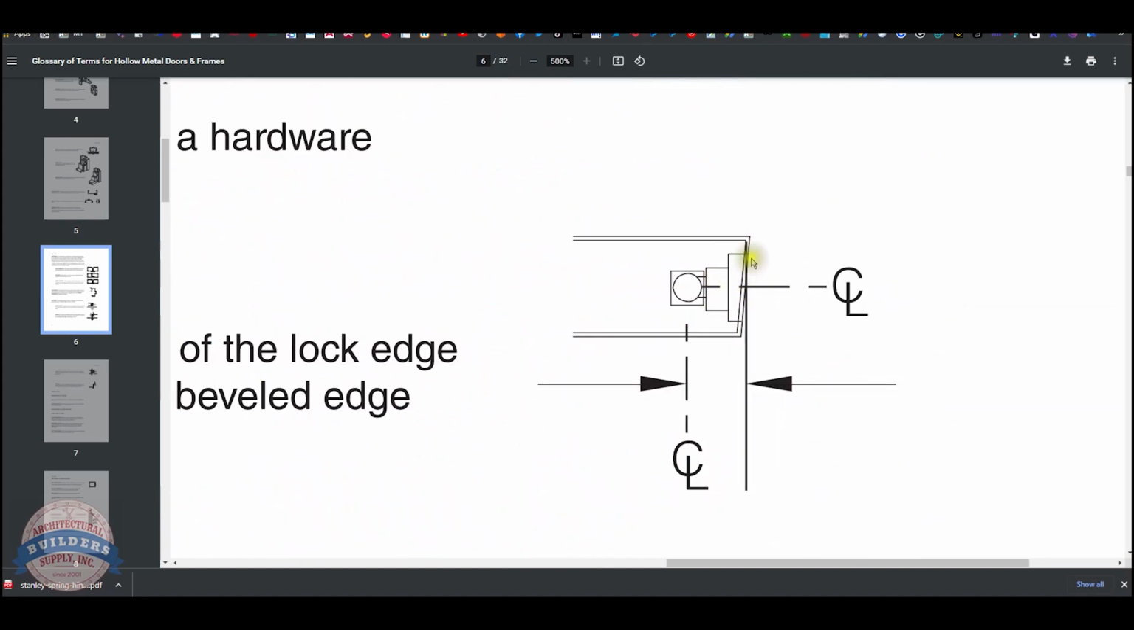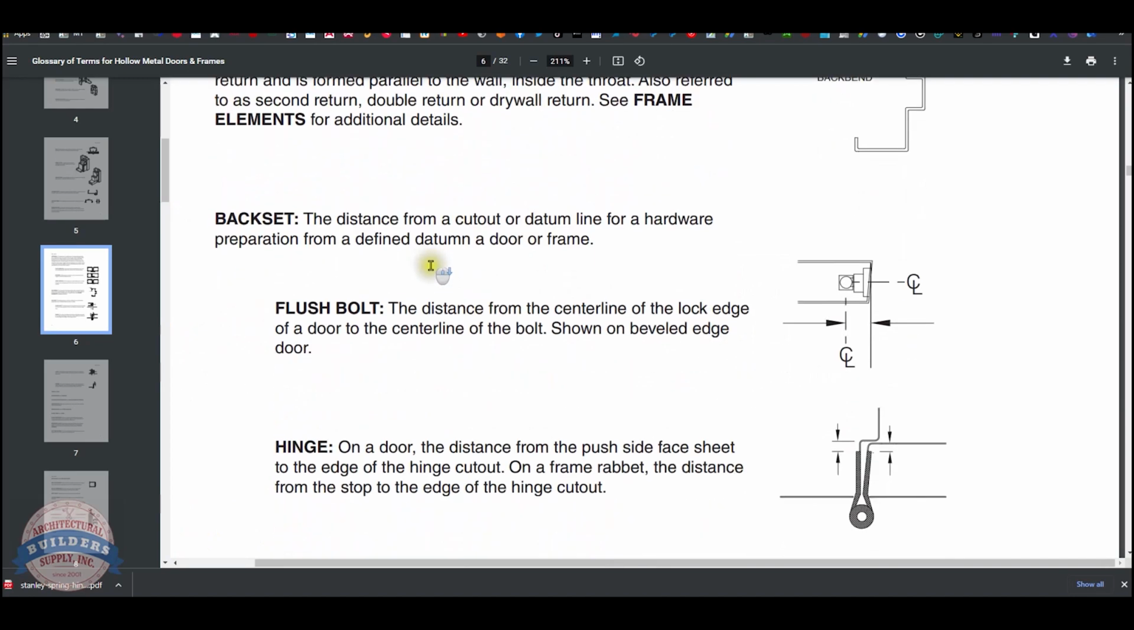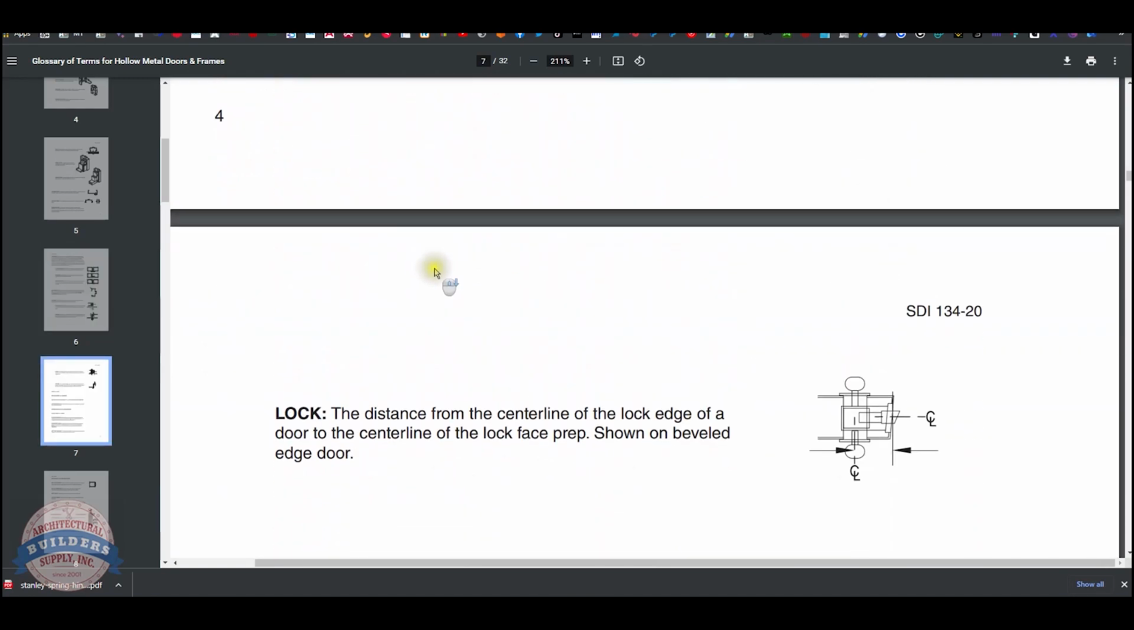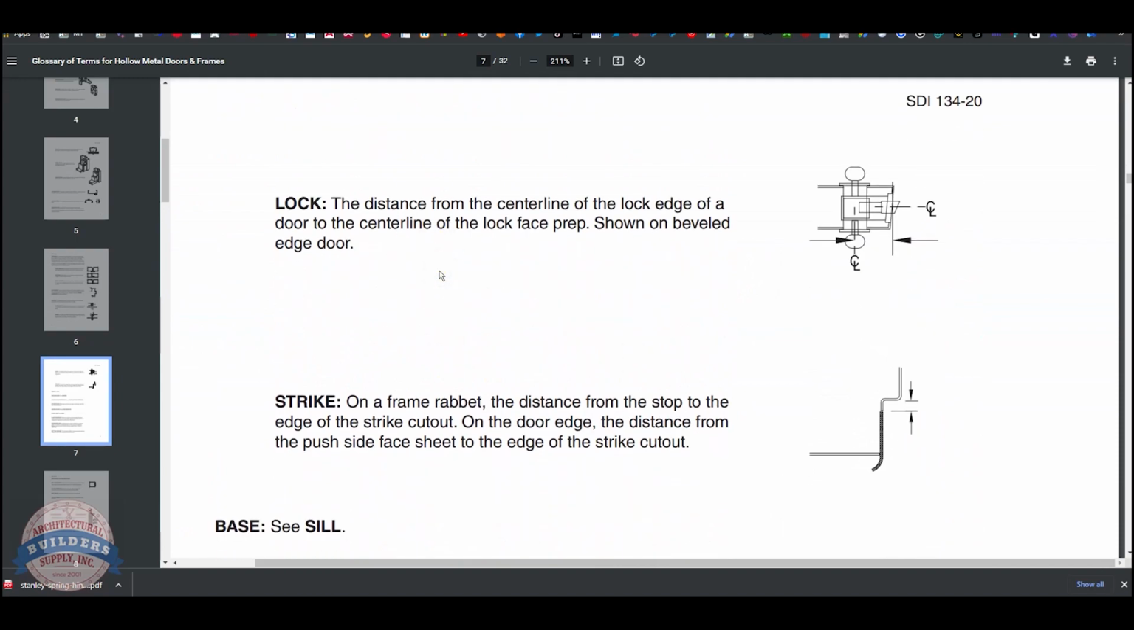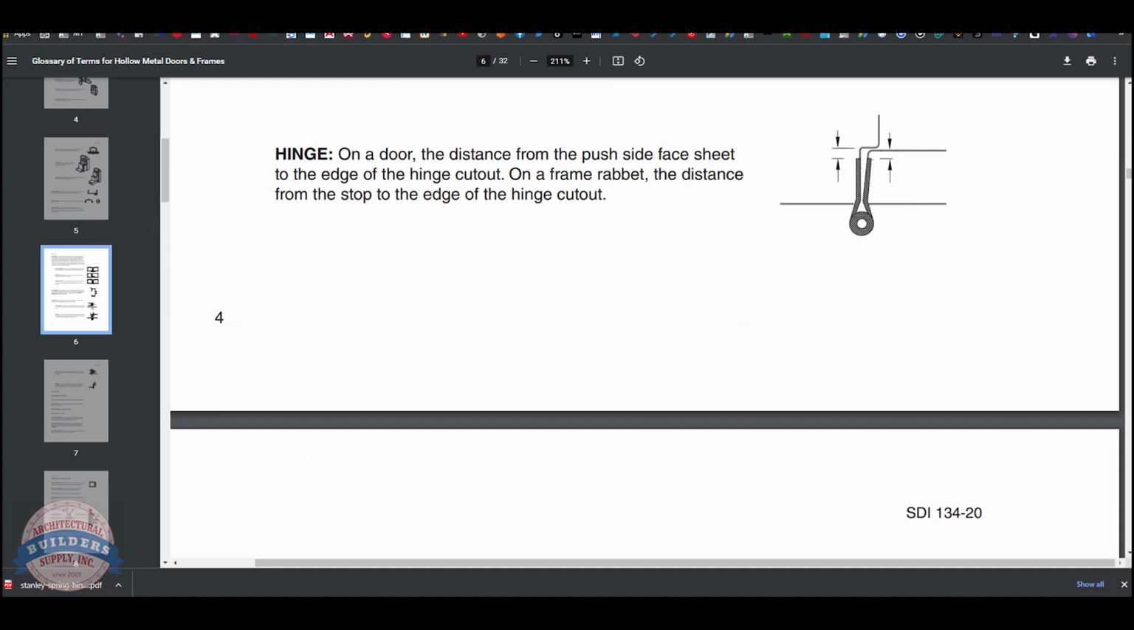They're showing beveled doors, but we drew 4 common door edge types. So that's really important to know what you're dealing with. In terms of anything else to mention about backset, we talked about reinforcement. I can't think of anything else, so let's move on to the next definition.